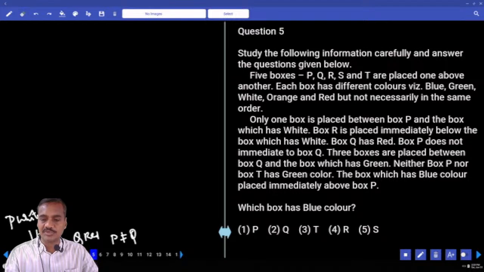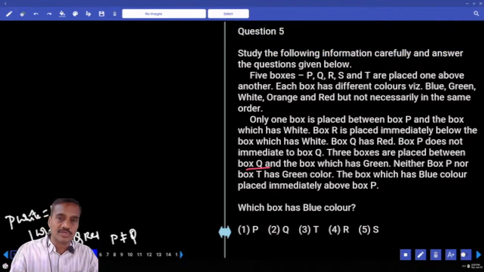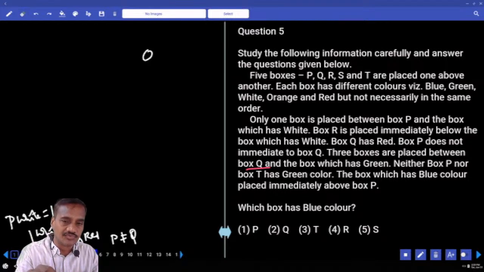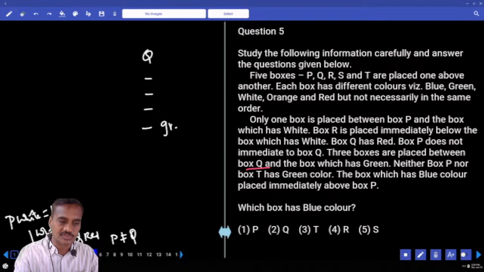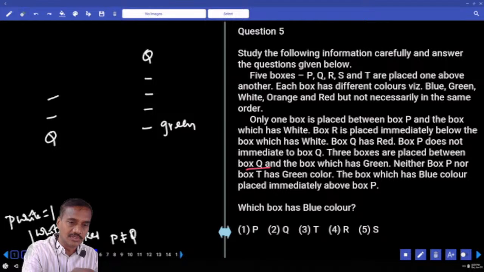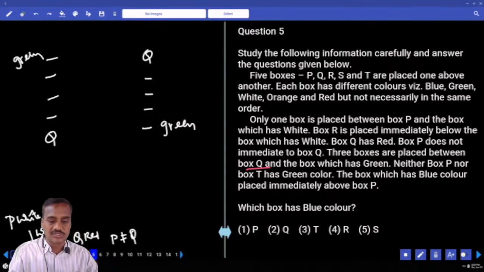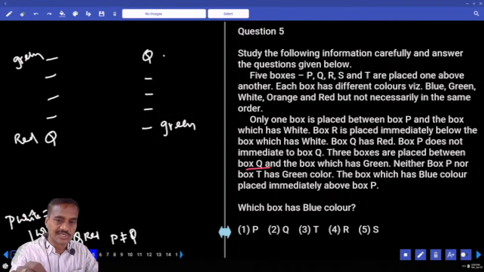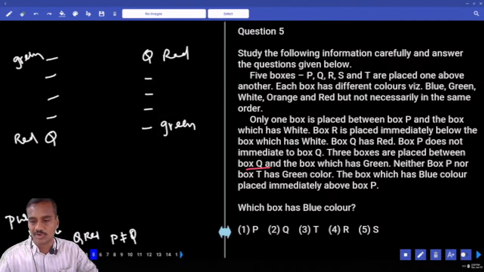Now 3 boxes between Q and green. This is the main point. Now 3 in between Q and green means only 5 are there. Now Q is here, 1, 2, 3. Now green is here, that is the first possibility. Mind the next possibility. Now Q is at the bottom, 1, 2, 3. Now green will be at the top. And how many are there altogether? 3. And Q is red in color. And at the same time, between P and white there must be exactly one.